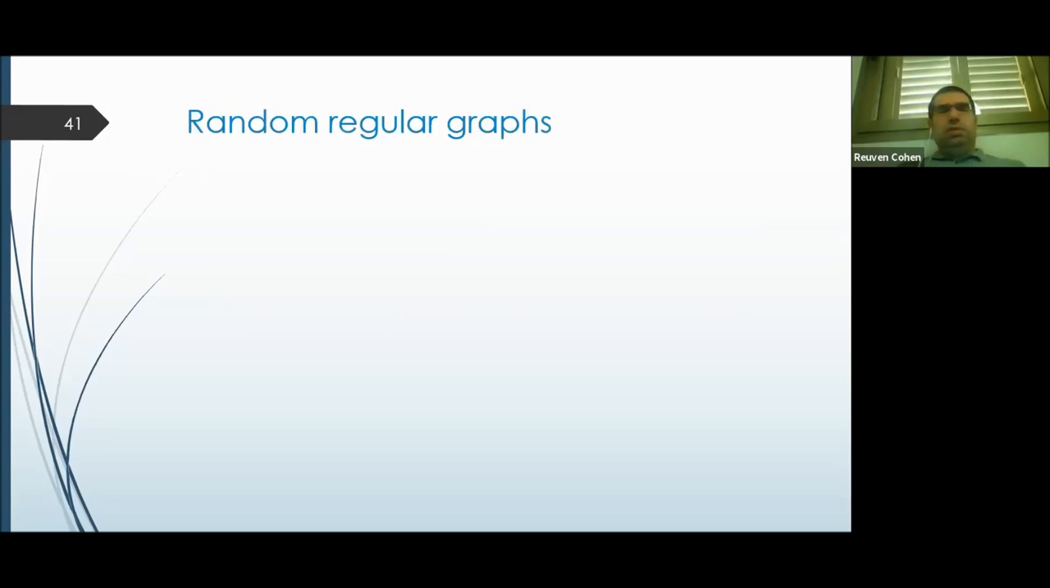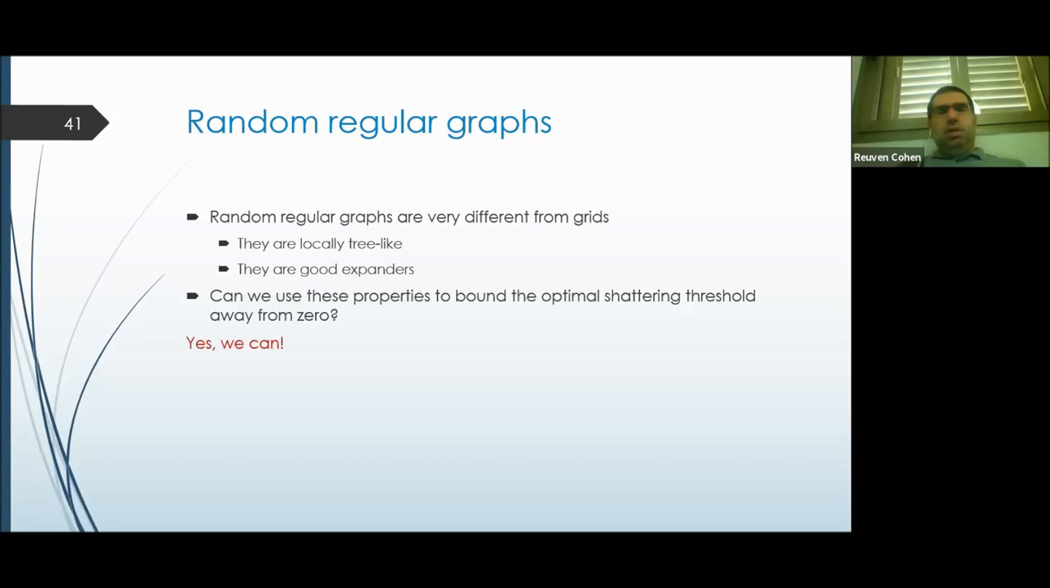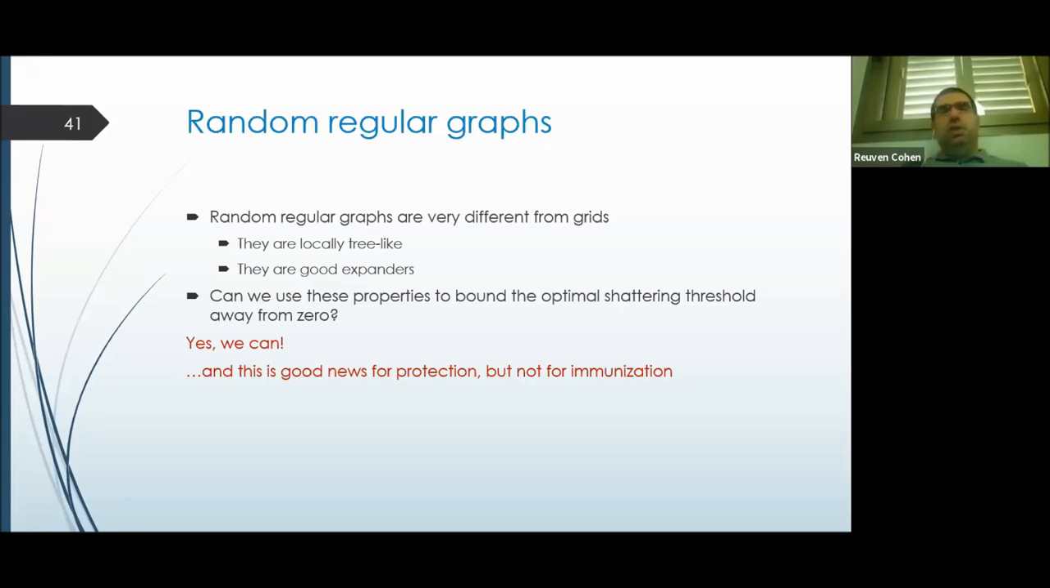So let's look at the simple case of random regular graphs. These are just configuration model where all nodes have the same degree. So they are locally tree-like, however, and this can be bad news for immunization. They are good expanders, meaning that if we look at a small component, it has many neighbors. So can we use these properties to say that the optimal shattering is bounded away from zero? The answer is yes, we can. And this is good news for protecting infrastructure, but bad news for immunization. If we have a random graph, then we need to remove many nodes in order to immunize it.